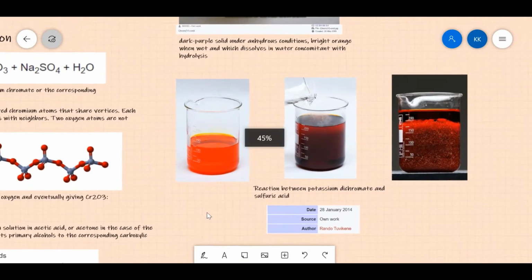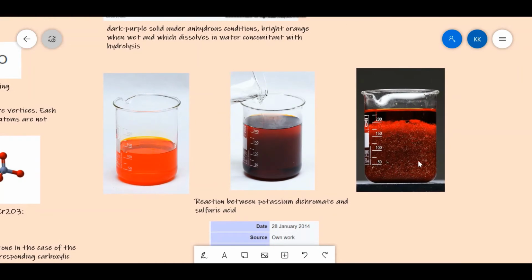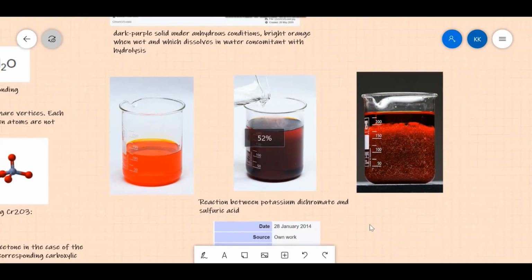You can see in the first image we have a concentrated solution of potassium dichromate. Taking sodium dichromate or potassium dichromate really doesn't matter because the sodium or potassium are counter ions. The first image shows a concentrated solution of potassium dichromate in water. Now sulfuric acid is being added into the solution, and what we end up with are these beautiful crystals of chromium trioxide. This is the crystallization process.